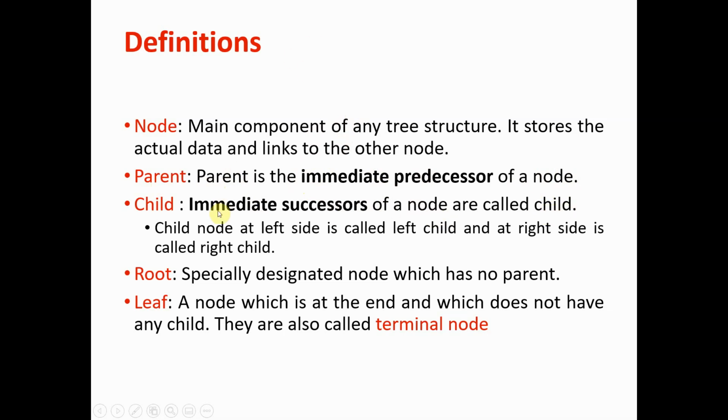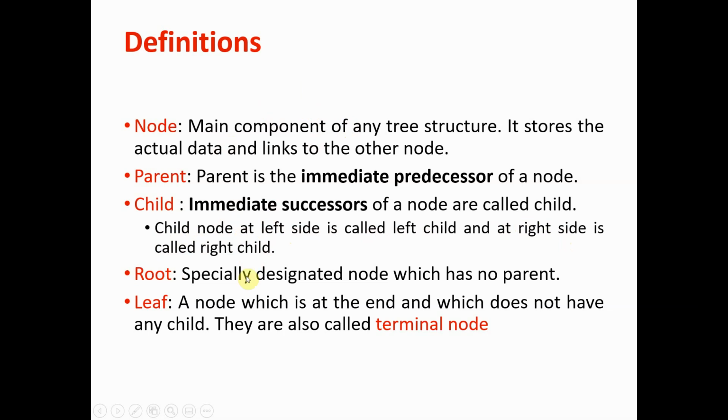Immediate successor of a node are called its children. So in the hierarchy level that we have, the nodes that come after a node and are connected to them, at an immediate lower hierarchy, are called the children of the node. If you have a binary tree, the child node at the left side is called the left child and the right side is called the right child.